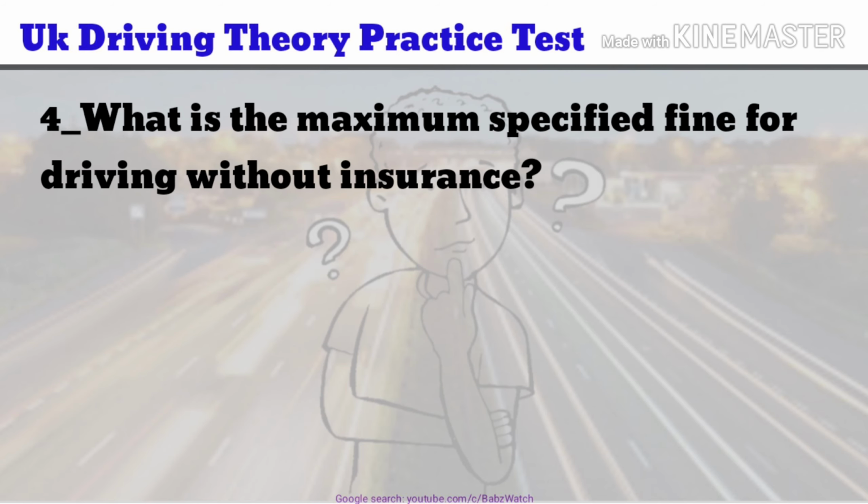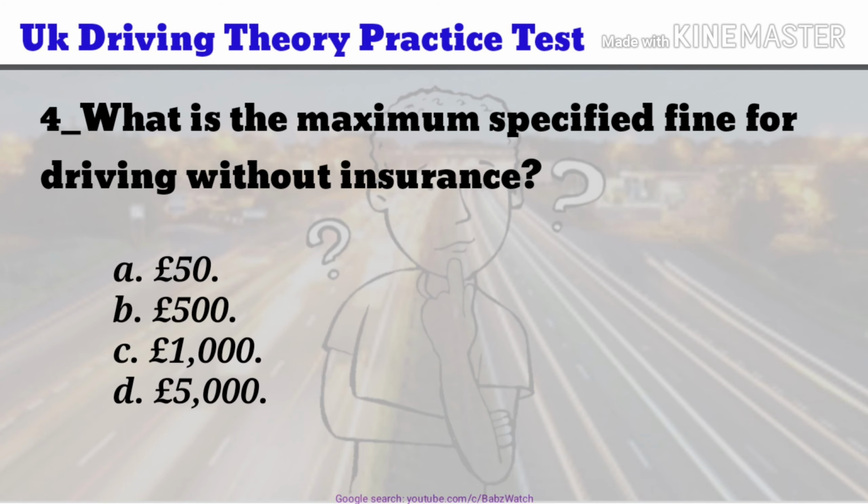UK driving theory practice test question 4 of 50. What is the maximum specified fine for driving without insurance? A. £50. B. £500. C. £1,000. D. £5,000. The correct answer is D.